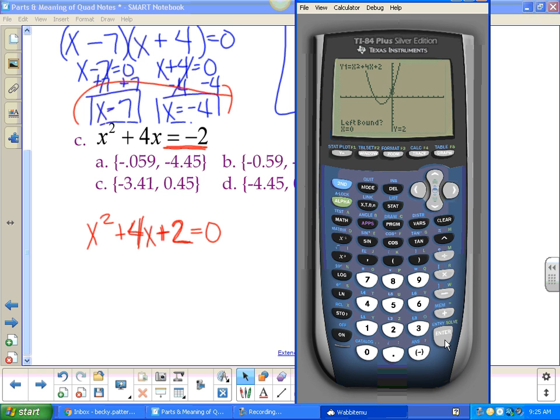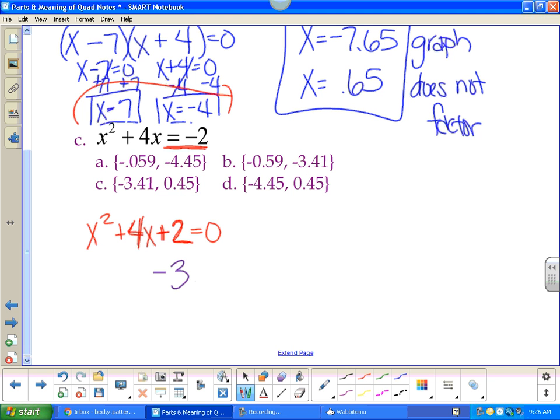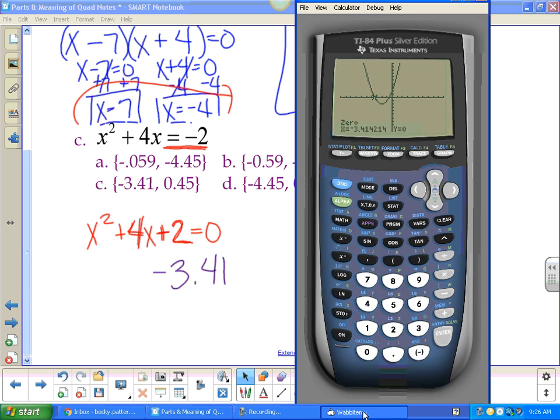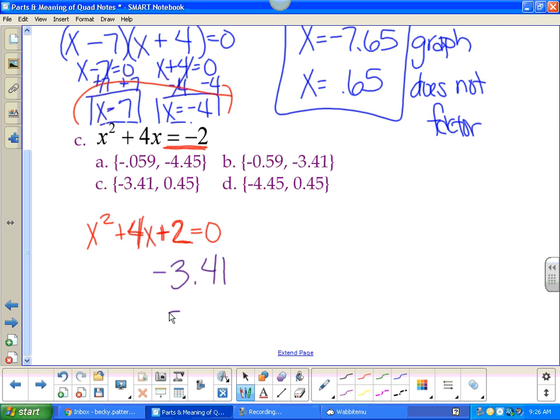So I go to 0. I'm going to go to my left point and get to the left of it and hit enter. And I'm going to get to the right of it and hit enter, and I don't want to guess. So negative 3.41. Okay. And I'm going to go second calc to 0. I get to the left of it and get to the right of it, and I don't want to guess. Negative 0.585, so negative 0.59.